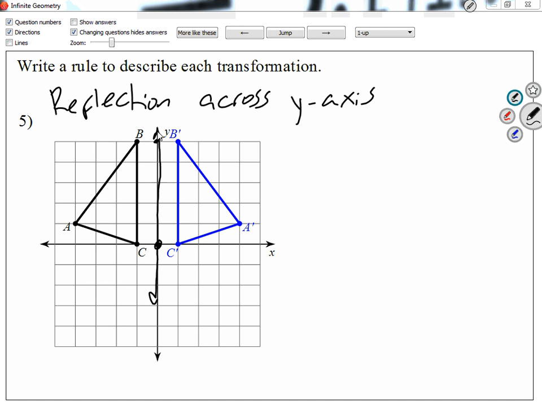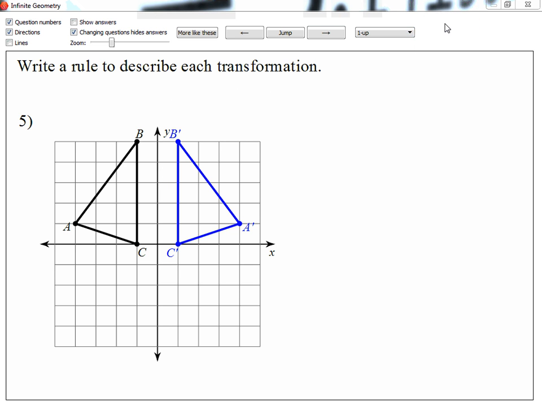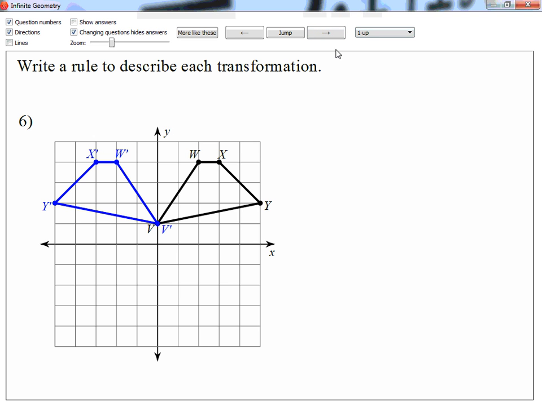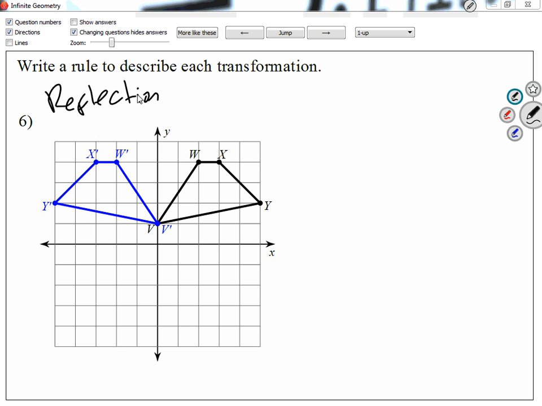Any questions from 5 through 8? Yes. Number 6? Looking at number 6, we're dealing with reflection, so I'm pretty sure this is reflection across. Now I need to find the mirror. If I look at my W and my W prime, the point in the middle is that. If I look at my V and my V prime, the midpoint should be on the same line again. Connect my 2 points.